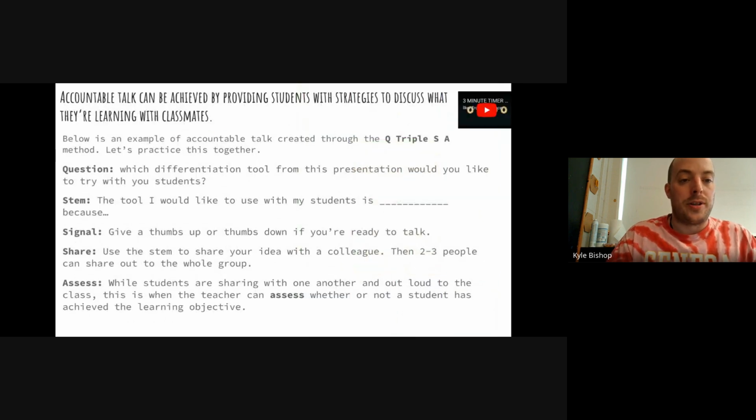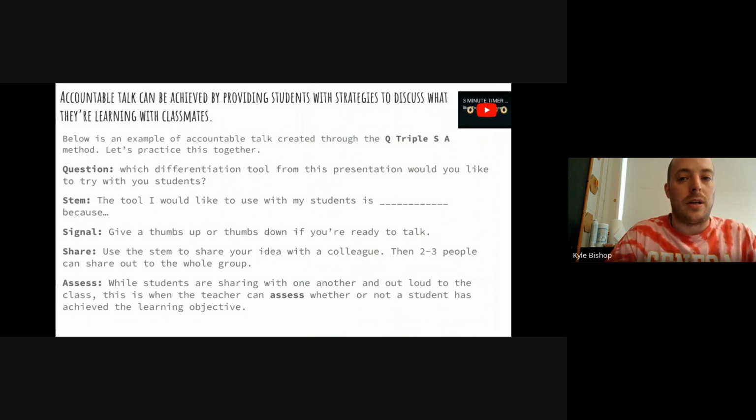The final strategy, and this is something, again, we would practice together in the professional development session, is accountable talk. And this can be achieved by providing students with strategies to discuss what they're learning with classmates. We always hear that those doing the talking are the ones doing the learning. So sometimes it's important to set aside some time for students to converse with one another, maybe in small groups, maybe with an elbow partner before we have whole class discussions. It kind of helps build that confidence.